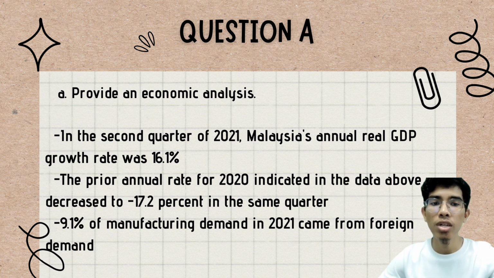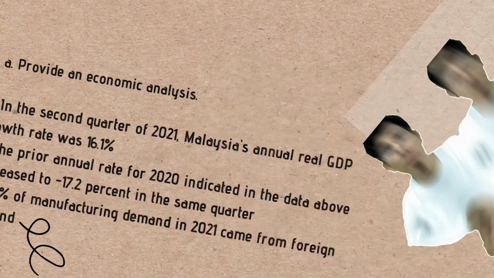The international demand for Malaysia varied by industry in 2021. 9.1% of manufacturing demand in 2021 came from foreign demand, showing the industry's focus on international markets.